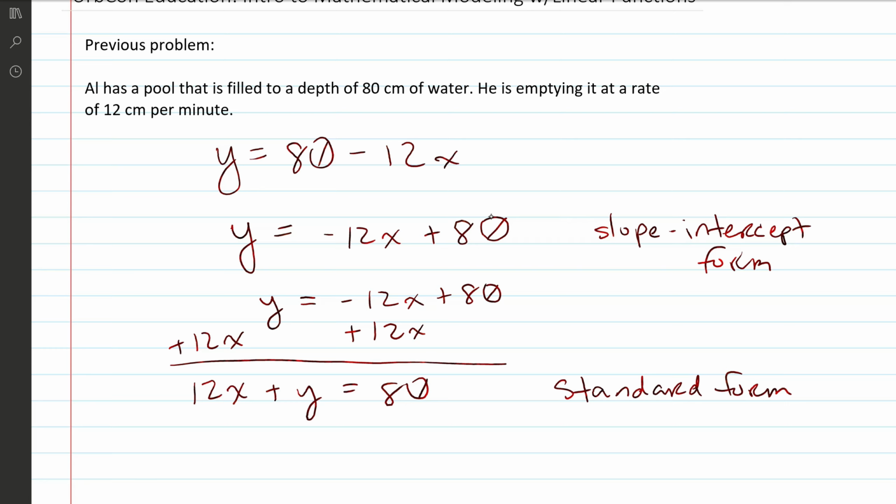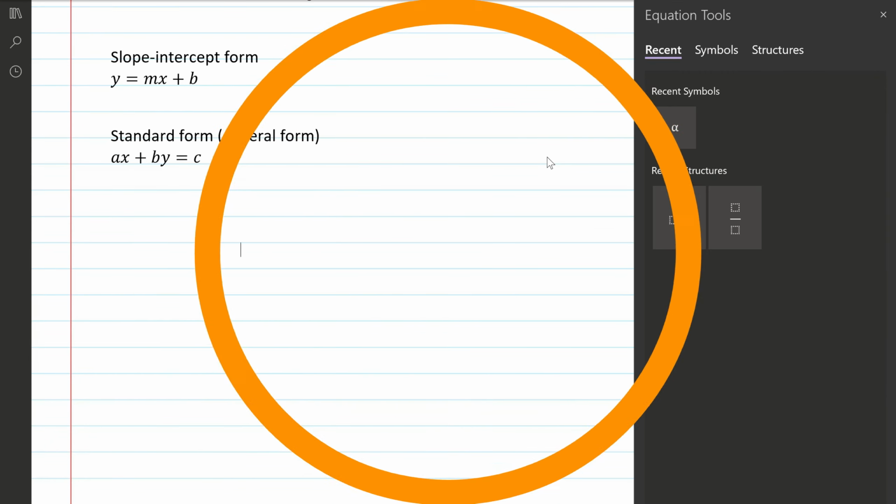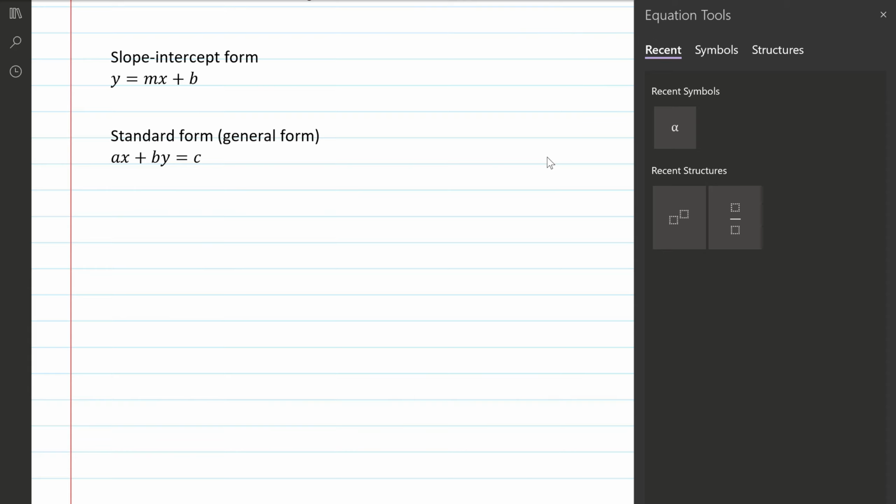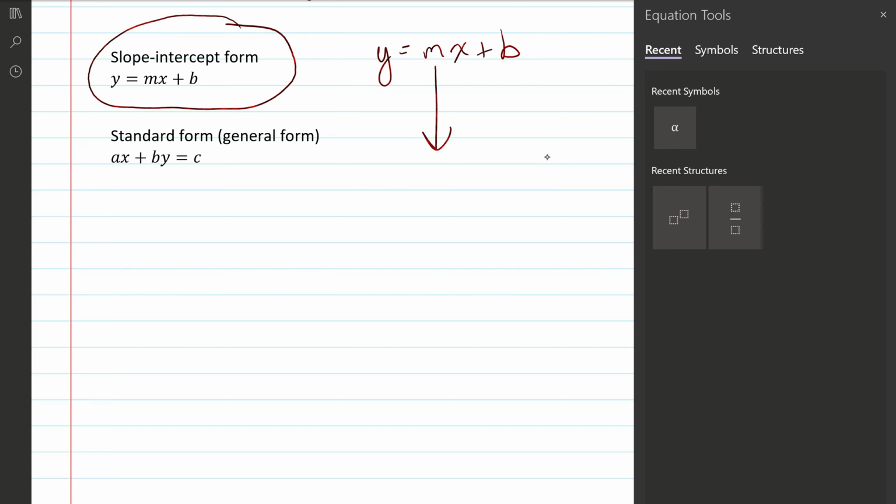So these are two equations of a line: slope-intercept form and standard form. Sometimes they may call it general form. There's another form of a line, and that's point-slope form. We're going to look at that later. I want to key in on the slope-intercept form, the y equals mx plus b form. Here, that m represents the slope, right? And I stated earlier that the b represents that y-intercept. B is the y-intercept.